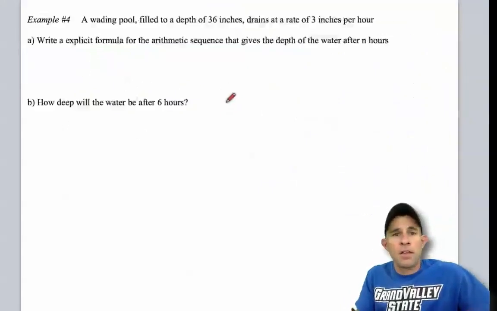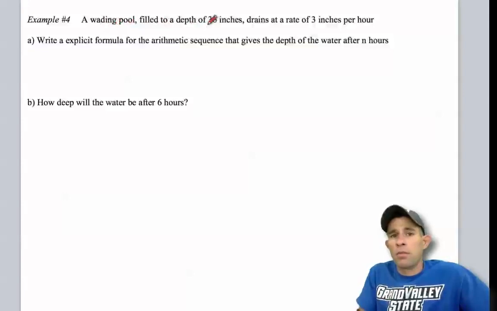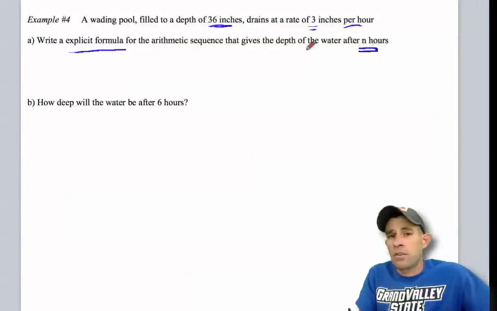Alright, now let's take a look at example 4. We have a wading pool. It's filled to a depth of 36 inches and drains at a rate of 3 inches per hour. We now want to write an explicit formula for this arithmetic sequence that gives the depth of water after n hours. So let's consider our first term here.